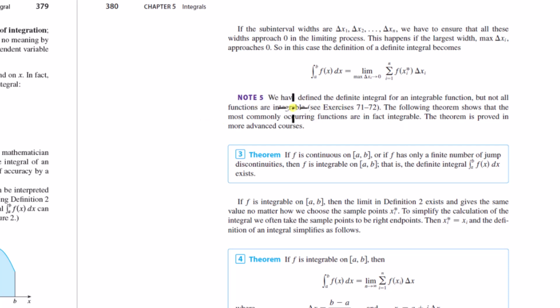Note 5. We have defined the definite integral for an integrable function, but not all functions are integrable. The following theorem shows that the most commonly occurring functions are in fact integrable. The theorem is proved in more advanced courses.